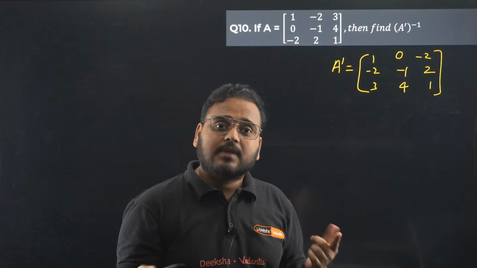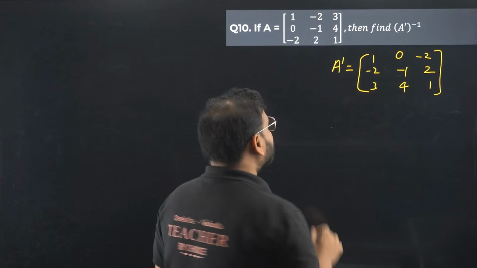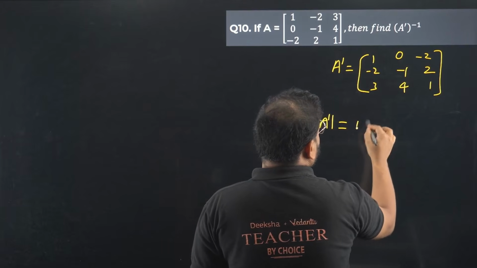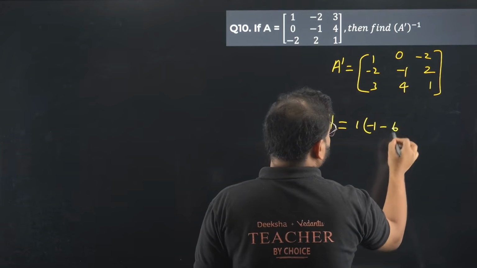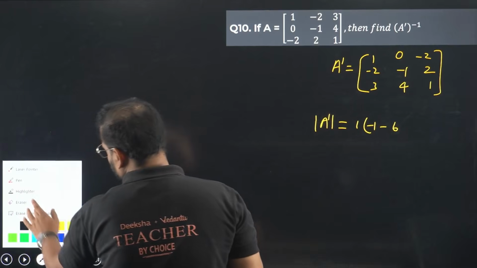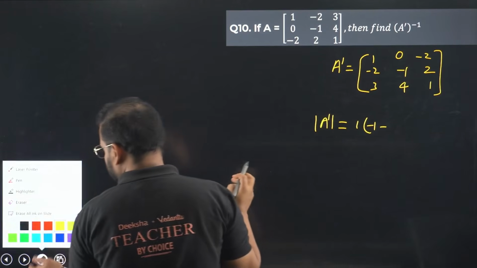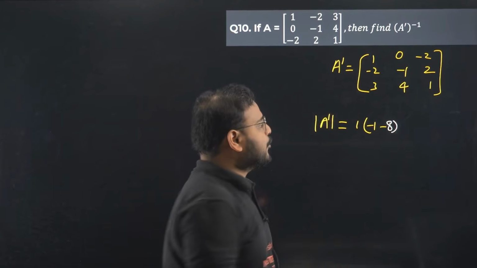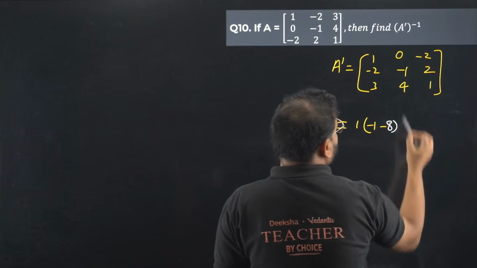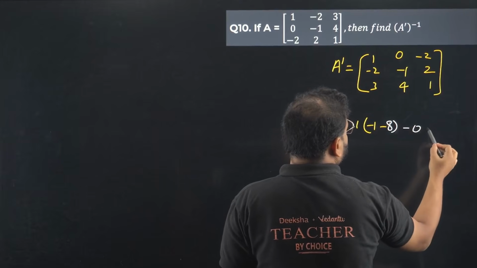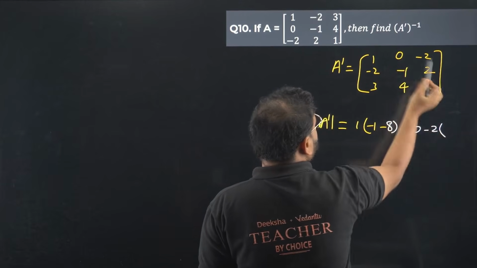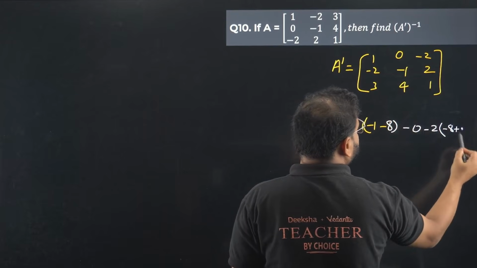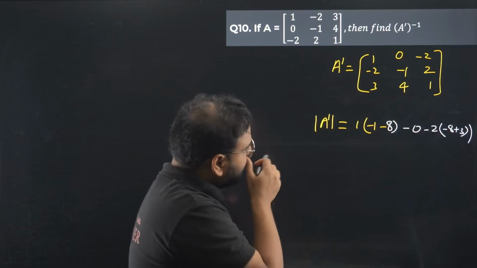How do you find inverse? First step is to find the determinant and check whether it is non-singular or not. Determinant you find across 1. So what I'll have? Minus 1 minus 8 actually. Please check. 1 into minus 1 is minus 1. 4 into 2 is 8. Across 0 everything is gone, so I simply write minus 0. And lastly minus 2, because the element is minus 2. For this I get minus 8 and plus 3. Got it, right?